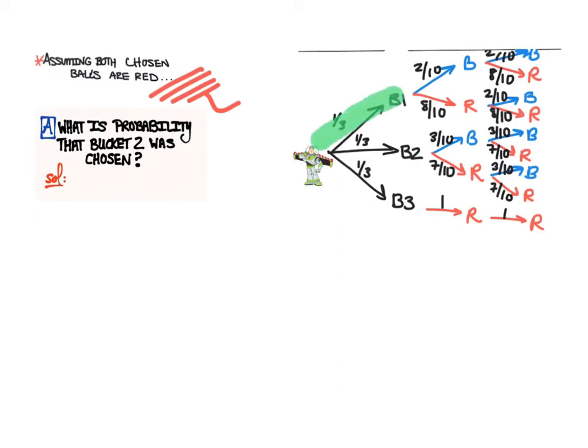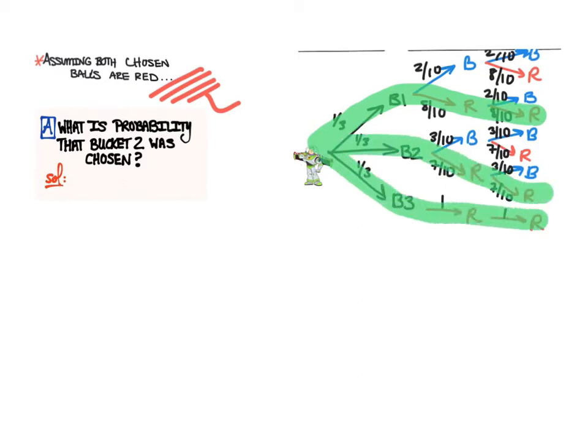So he could have gone up branch 1, picked red, and then picked another red. He could have gone branch 2 to red, or branch 3 and gotten both reds. Those are the only 3 possible things that Buzz could have done if he was going to observe 2 reds after the experiment is over.